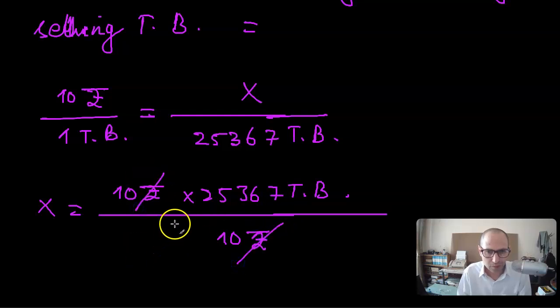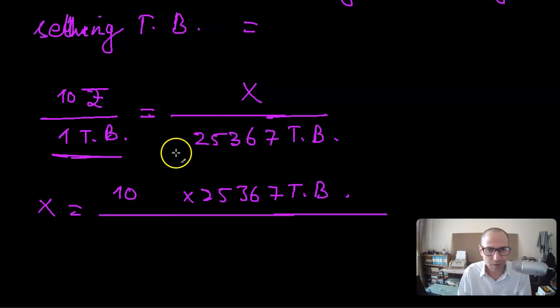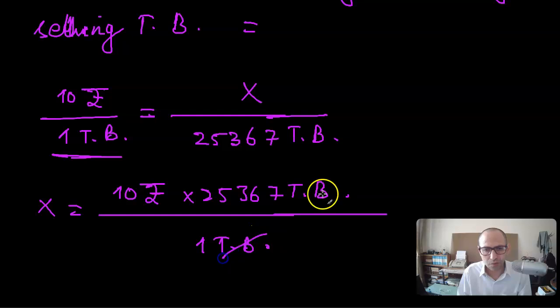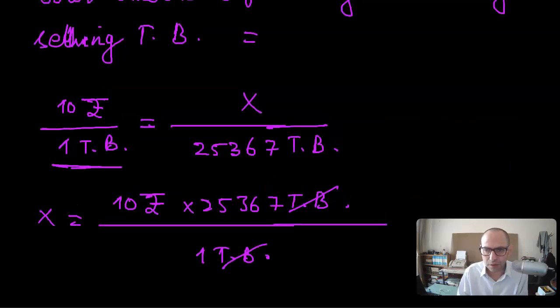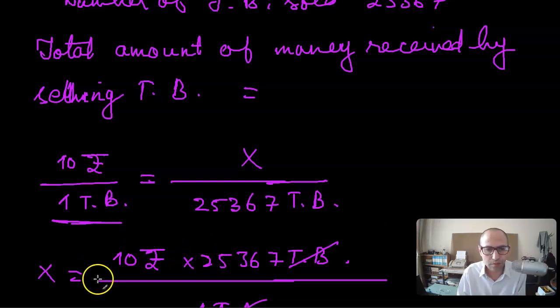So then rupees and rupees will cancel out. We made a mistake. You have to multiply this by this. So that's 10 rupees times 25,367 toothbrushes divided by this number, and of course I have to make corrections here. I apologize for this. That's 10 rupees divided by one toothbrush, right? And then toothbrush and toothbrush cancel out. So the calculation becomes 10 times 25,367 rupees, right? Which is nothing but the number of toothbrushes that were sold times the unit price.